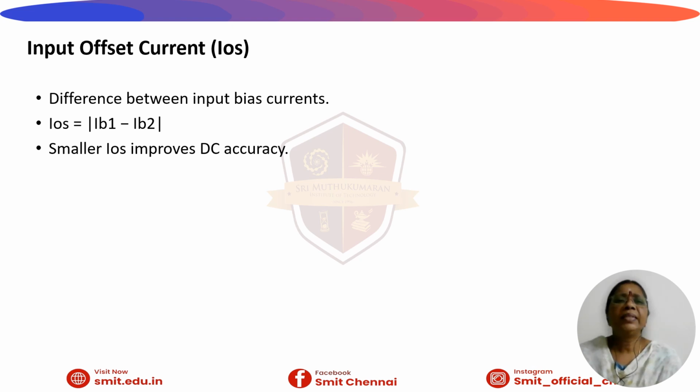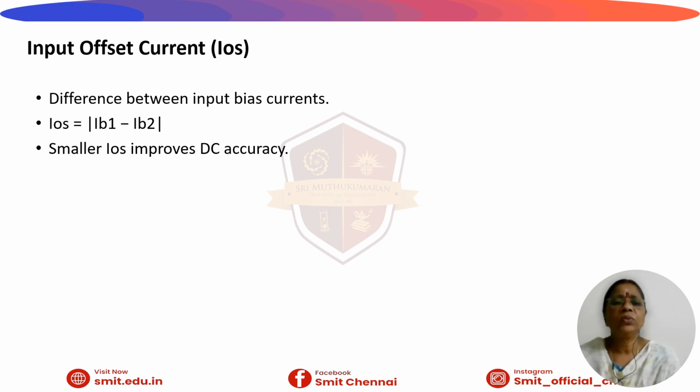The next parameter is input offset current. The input offset current is defined as the algebraic difference between the two input bias currents IB plus and IB minus. The mismatches in the input stage cause these currents to be slightly different, leading to additional input errors.